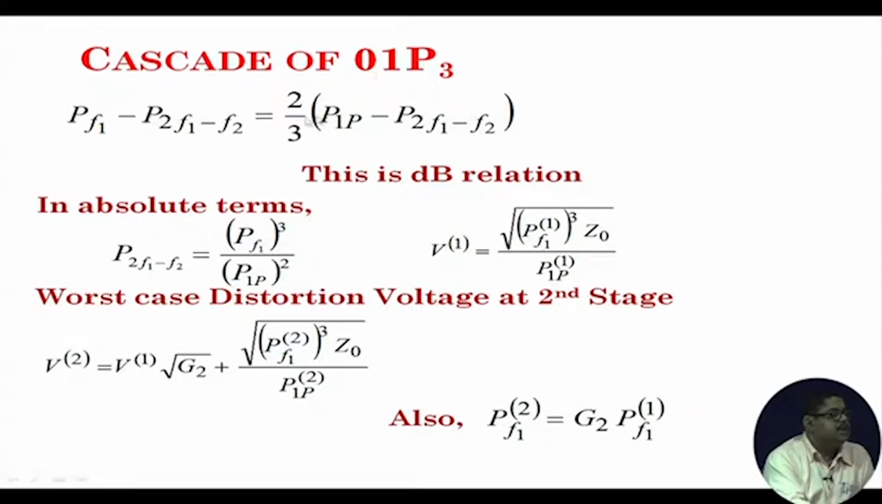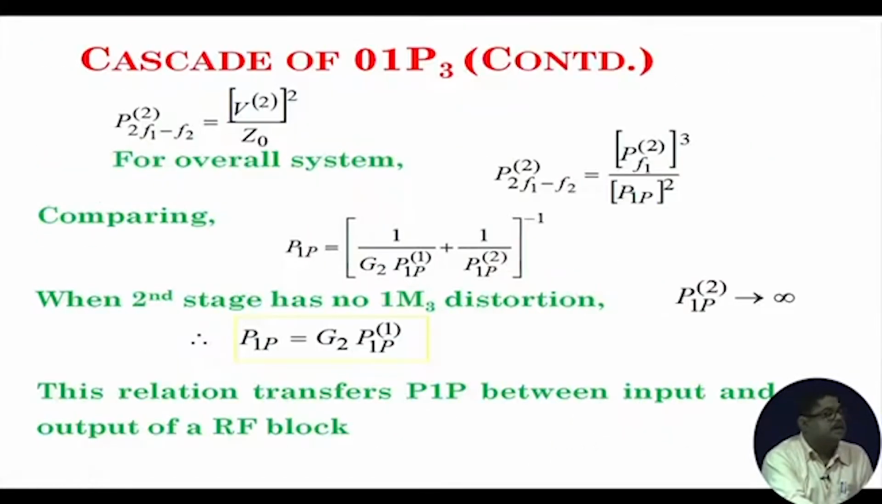Now, cascade of IP3. So, we know this is the dB relation, and in absolute terms it is this. So, what is the voltage corresponding? I can relate that with a characteristic impedance Z0. From this I can find out the voltage. The worst case distortion voltage at the second stage is this. Also, this is the power for the second stage.